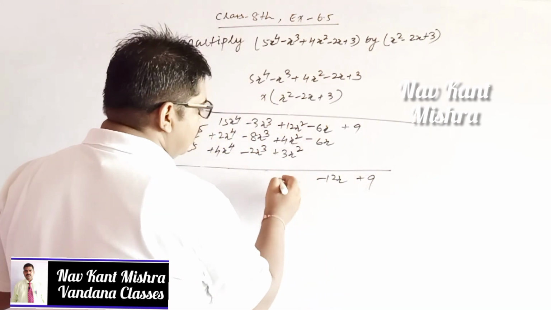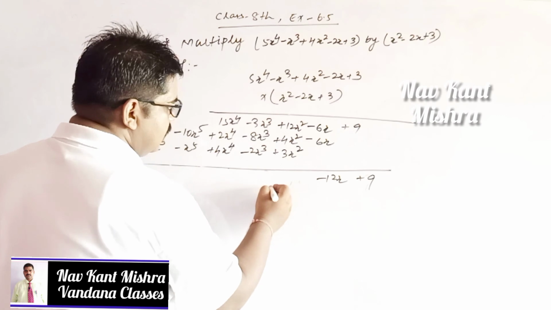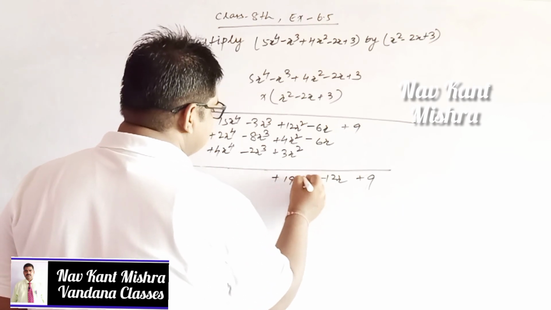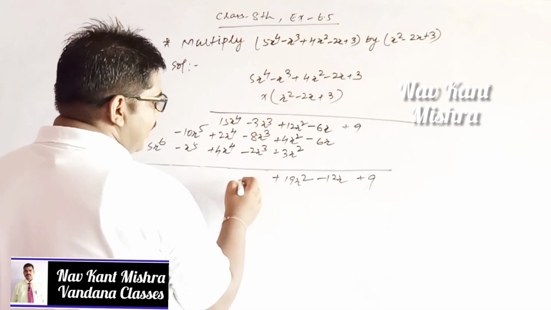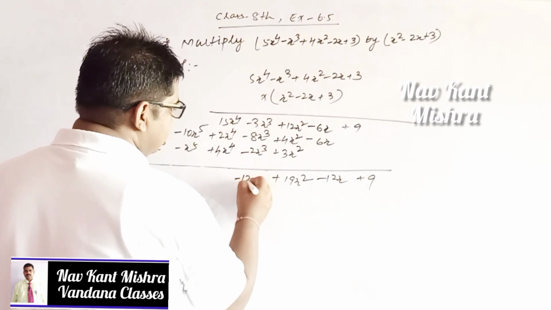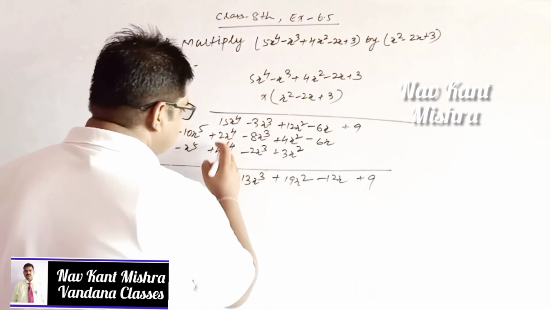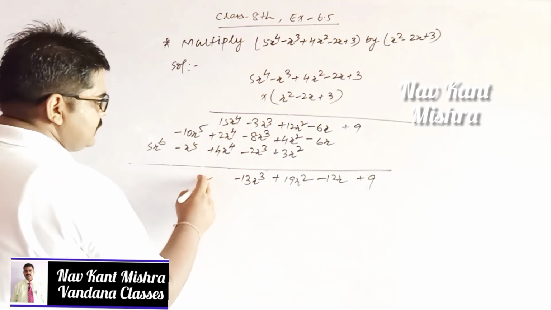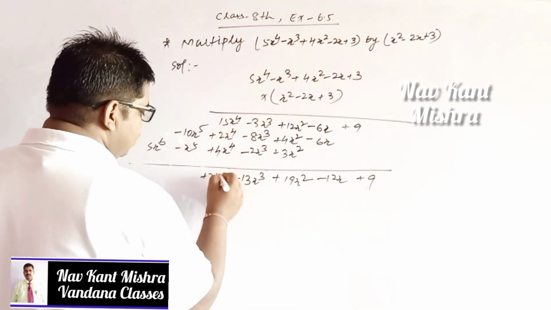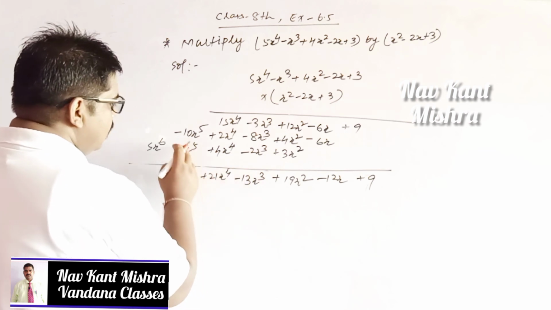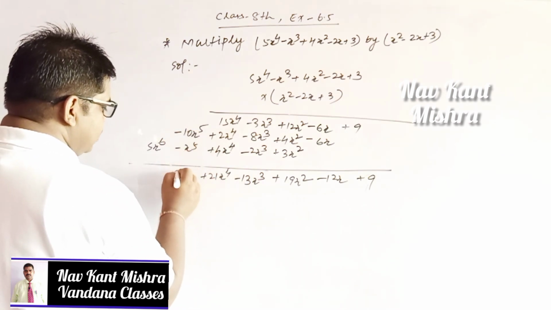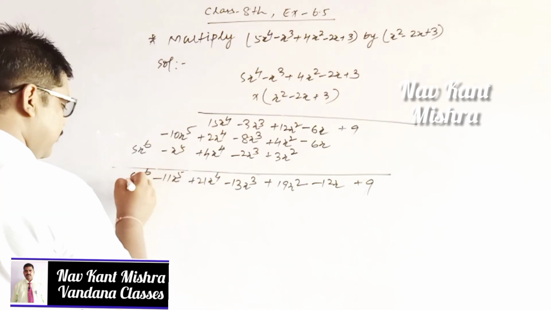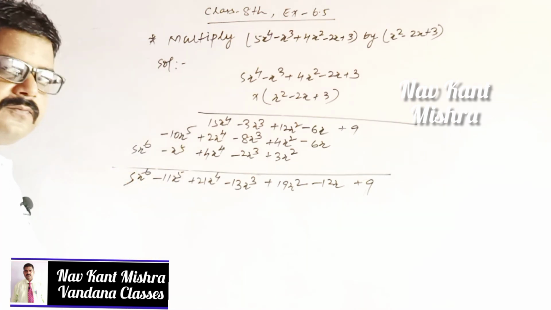On simplification you can write plus 9 minus 12x. In this column it can be written as plus 19x squared. In this column on simplification you can write minus 13x cube. In this column you write plus 21x to the power 4 minus 10x to the power 5 minus x to the power 5, which can be written as minus 11x to the power 5, and plus 5x to the power 6. That is the final result.